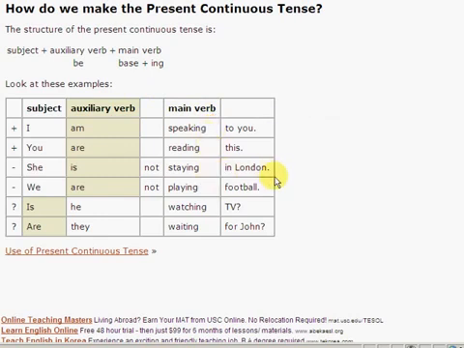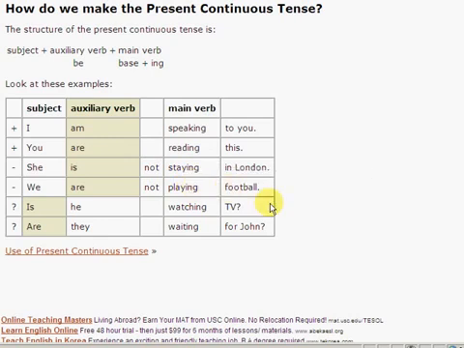Now, let's go on to the next set of sentences. She is not staying in London. We are not playing football. These are negative sentences. Why? Because we have the word not, but the structure is still the same. We have our subject first, followed by our auxiliary verb, and then not for negative, and then the main verb or ing form of the verb.